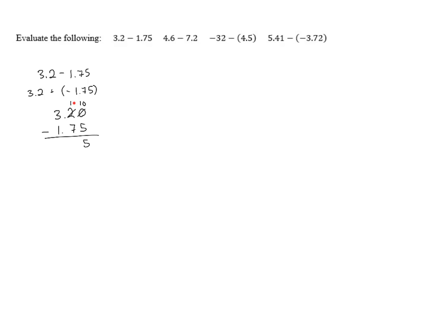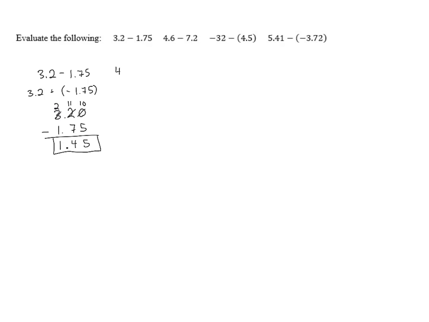Now, we can't take 1 minus 7. 1 isn't big enough, so we borrow again. The 3 becomes a 2. The 1 becomes an 11. 11 minus 7 is 4. 2 minus 1 is 1. And that decimal point needs to stay in the same place. So we've got 1.45. Will it be positive or negative? Well, because the larger number in the problem was positive, the answer will be positive, and so we have 1.45.